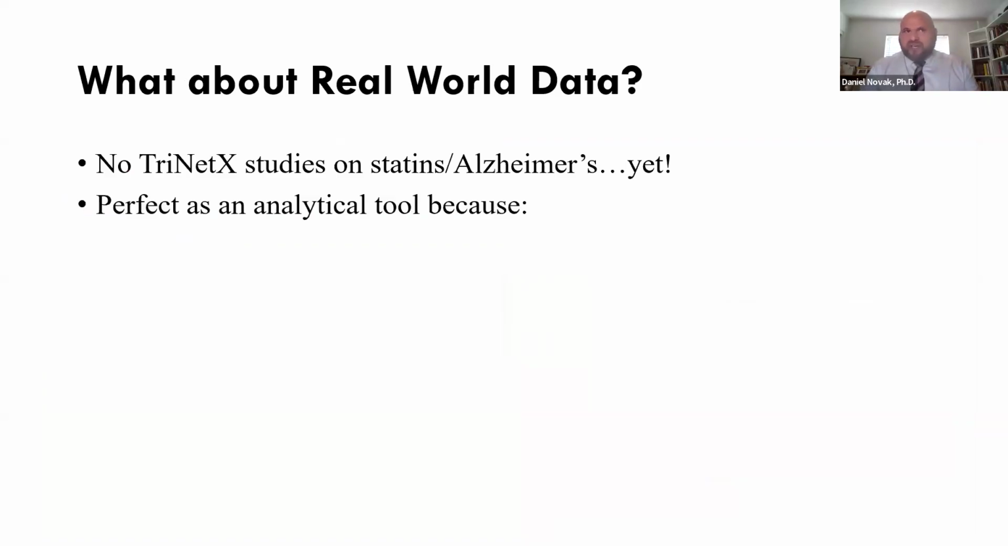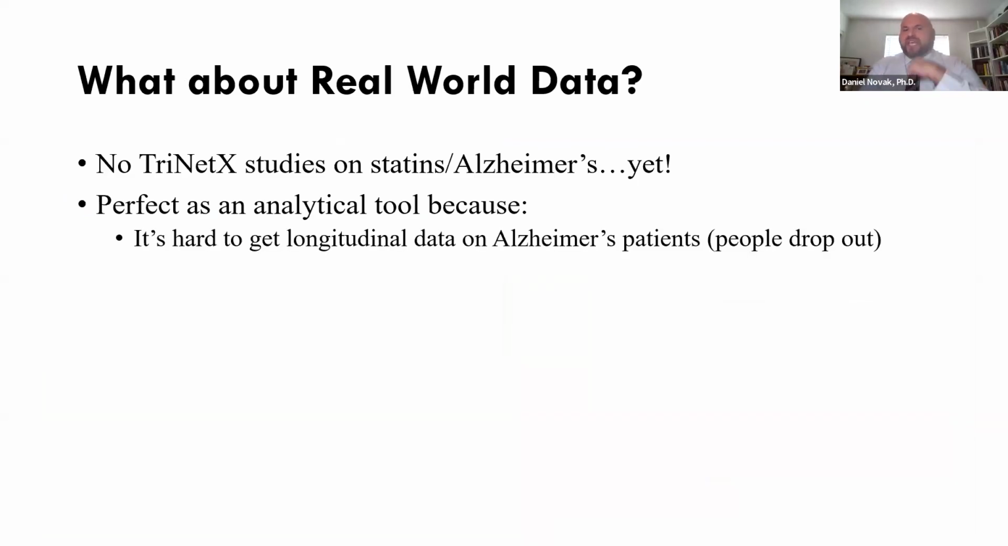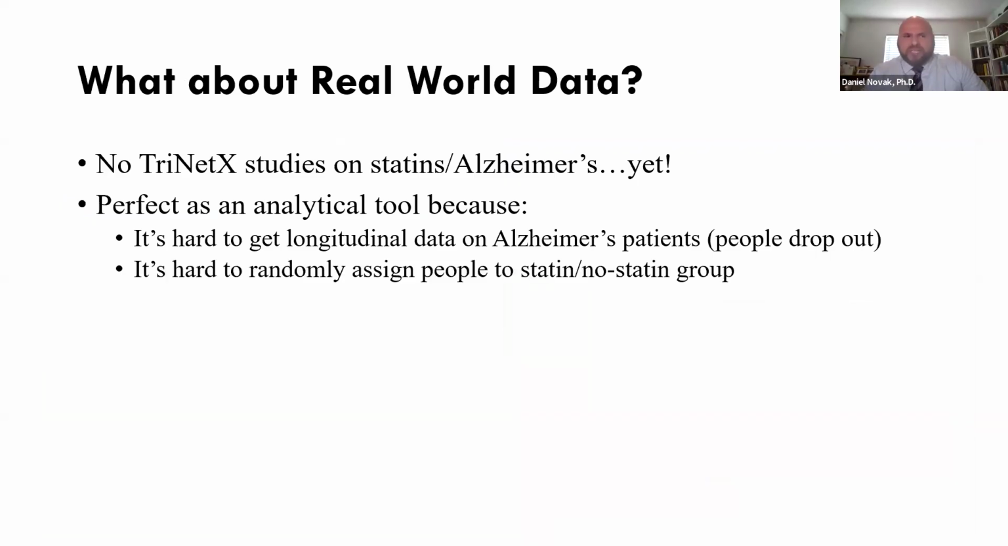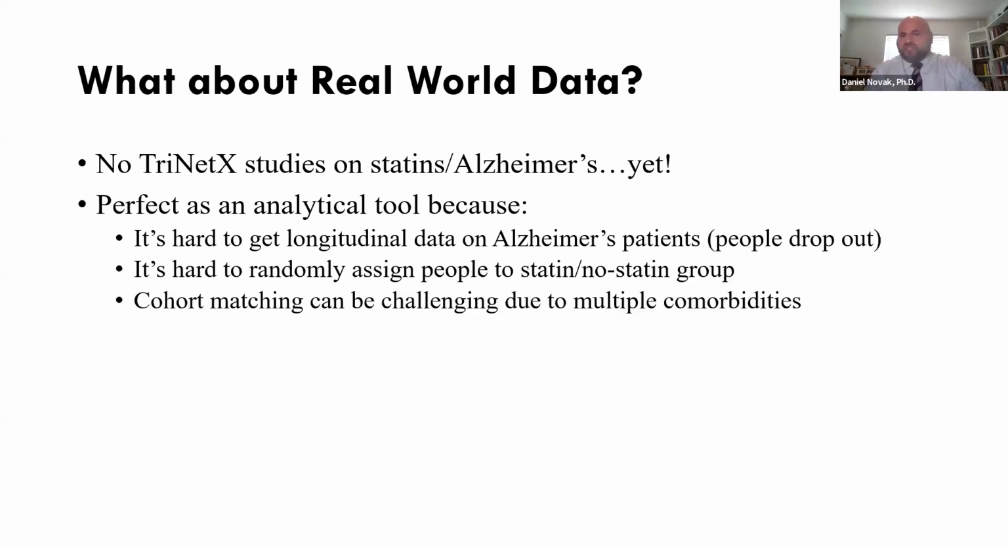But there are no studies on TriNetX on Alzheimer's and statins yet. And it's a perfect analytical tool in some ways because it's hard to get longitudinal data on Alzheimer's patients. People drop out, they move, all sorts of things occur. They stop showing up. Their family members can't drop them off at your study site. They don't pick up the phone. It's hard to randomly assign people to a statin and no statin group because if they need the medication, they're going to have to be given it. And you can't. However, people do frequently decline statins. It's actually, there's a code for it.